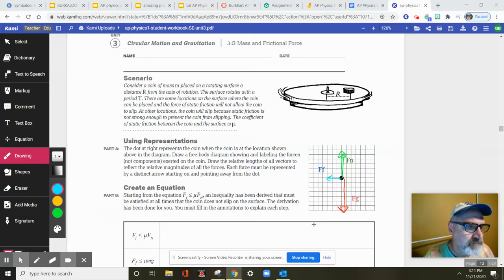Hello, this is workbook 3G and H. Just going to push through no matter how long it takes and get this finished. I'm going to start with a free body diagram.